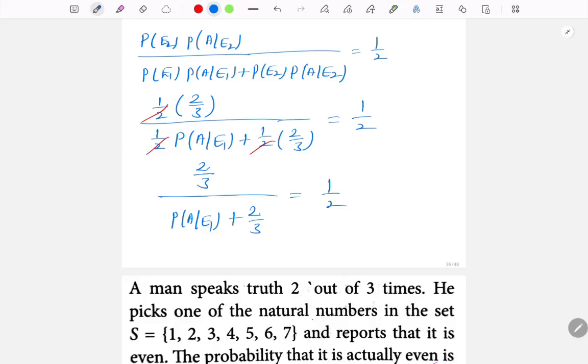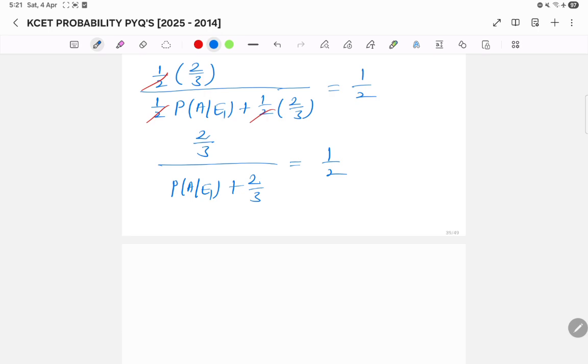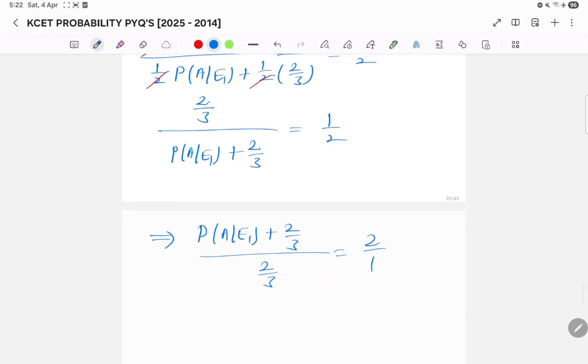Give me a moment, I will add one more page. Yeah, now it is fine, right? Now take the reciprocal. Then what will you get here? P of A by E1 plus 2 by 3, divided by 2 by 3, equal to 2 by 1. 2 by 1 is then 2, right?